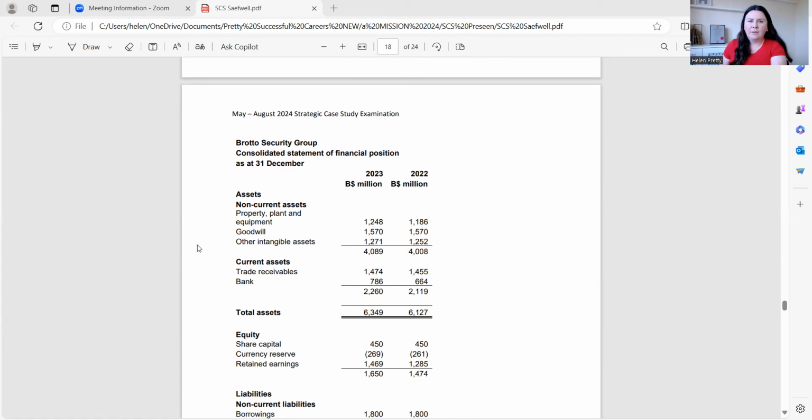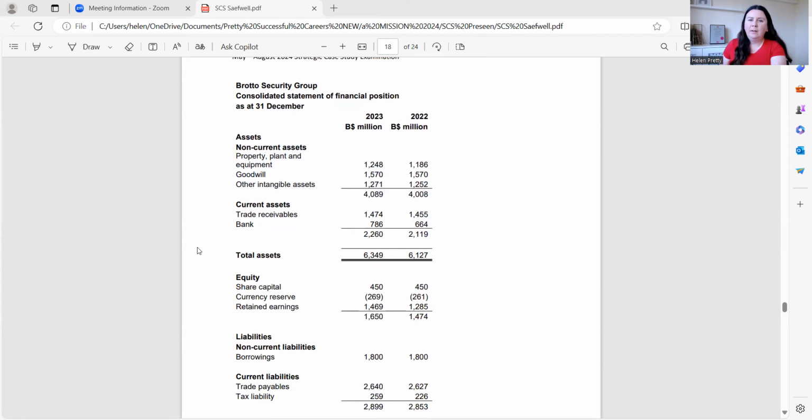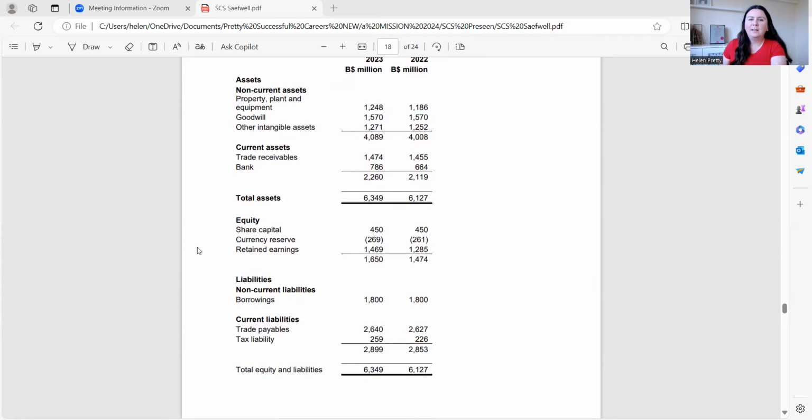You can see that they also have goodwill, other intangible assets. They have cash in the bank. They have a long-term liability of borrowings, just like us.